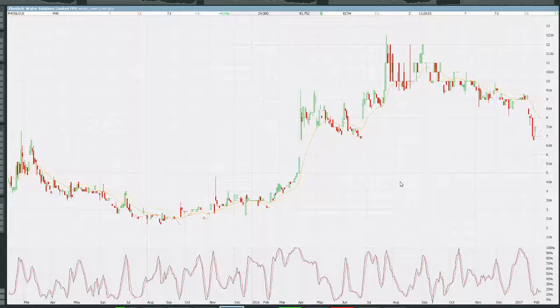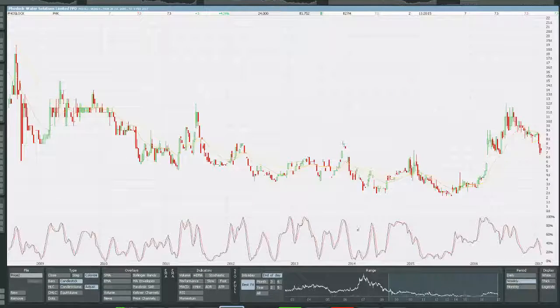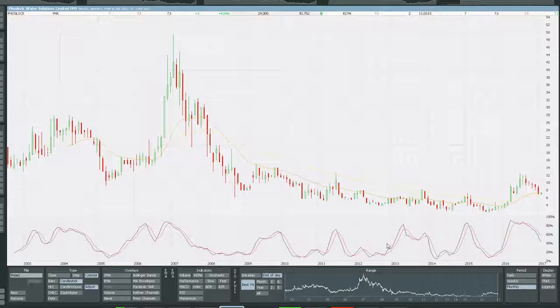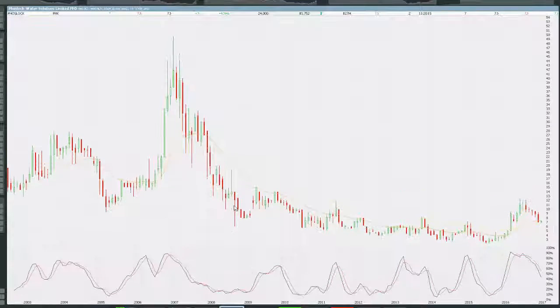What do we got there, Michael? PHK. I'm just going over this, just going to the longer term. I have no idea what they're doing. You'd probably know a bit more about this. Foslock Water Solutions Limited. A bit more about this, Michael, if you want to put in a few words if you're following it. But from a technical point of view, not bad.